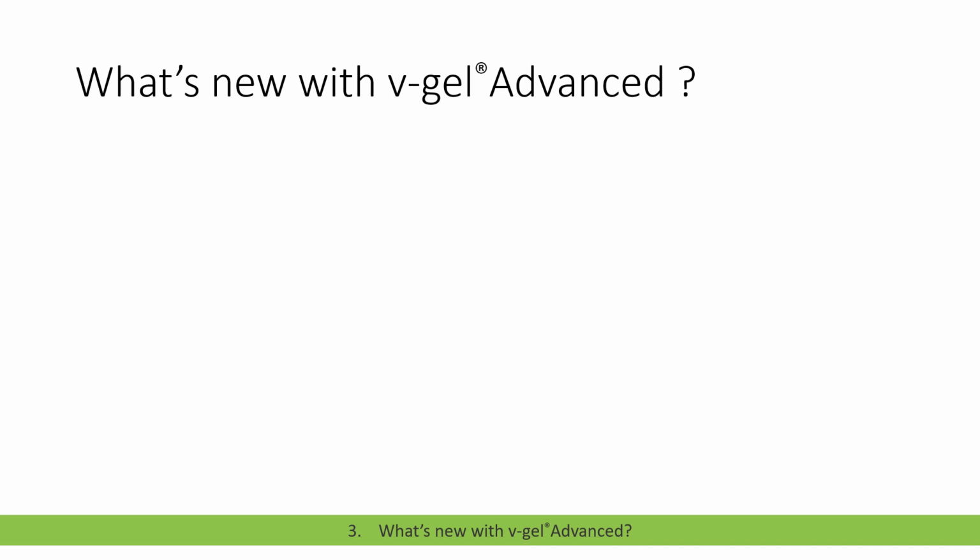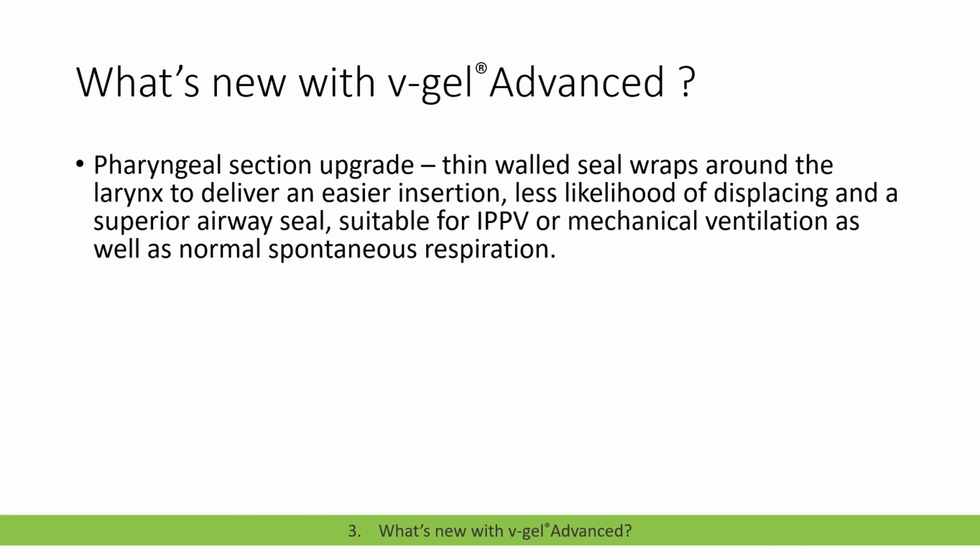v-gel Advanced then, what's new, what's different to the original v-gel? Mainly what we've done here, we've upgraded everything about them. So the pharyngeal section in particular has been upgraded from softer wide cushions which mould around the larynx to a thin-walled seal which is very flexible and wraps around the larynx like a curtain. That change in the pharyngeal section gives us an easier insertion. It makes our v-gel more stable during use, so you're less likely to lose that seal and lose that airway during anaesthetic. And I find it very much easier to use either mechanical ventilation or IPPV.